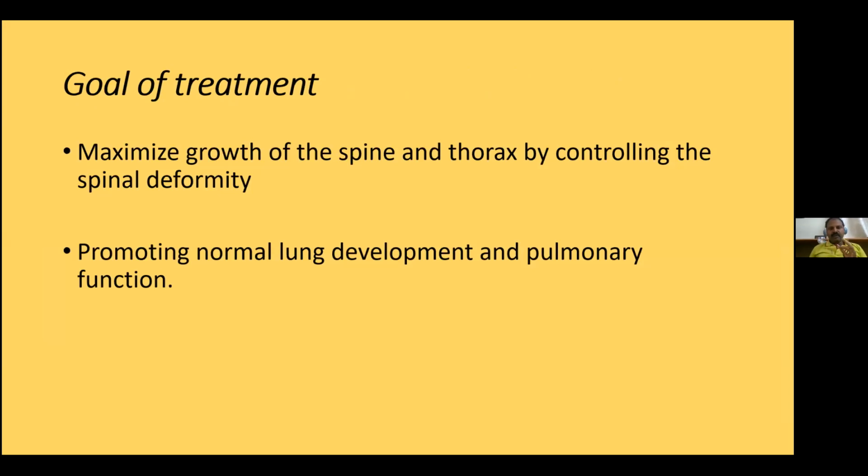So what is the main goal of treating these kids? There are two main goals here. One is, the priority is to maximize the growth of the spine and the thorax by controlling the deformity as well. And by this, you will be promoting normal lung development and pulmonary function. So the main aim of treating these kids is to maximize the growth of the spine and the thorax, by which you will be promoting the normal development of the lung.